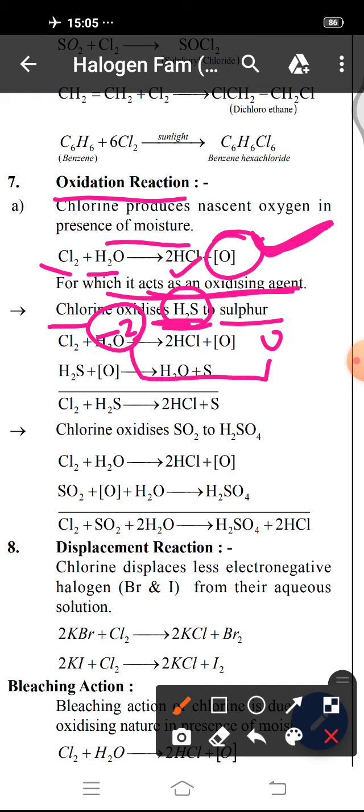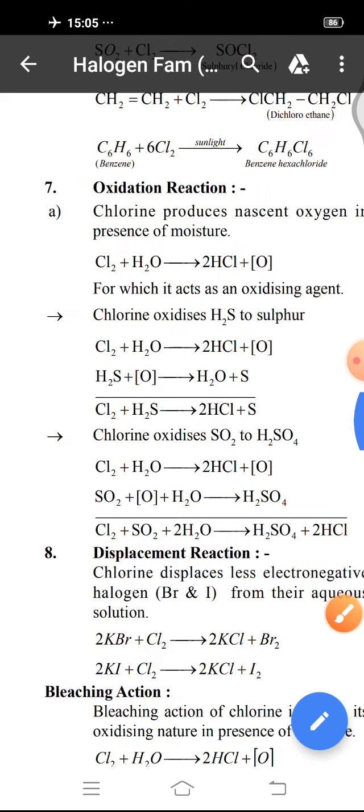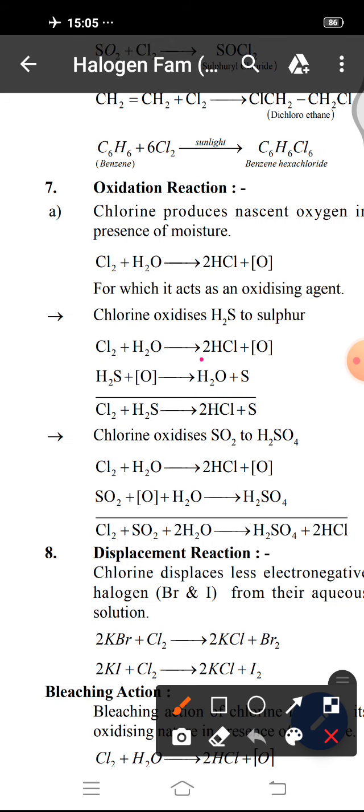So its oxidation state increases from -2 to 0. When chlorine reacts with H2S, it forms sulfur. Chlorine plus water forms 2HCl and nascent oxygen. H2S plus nascent oxygen forms H2O plus S. The nascent oxygen cancels out. It forms chlorine plus H2S gives 2HCl and sulfur.